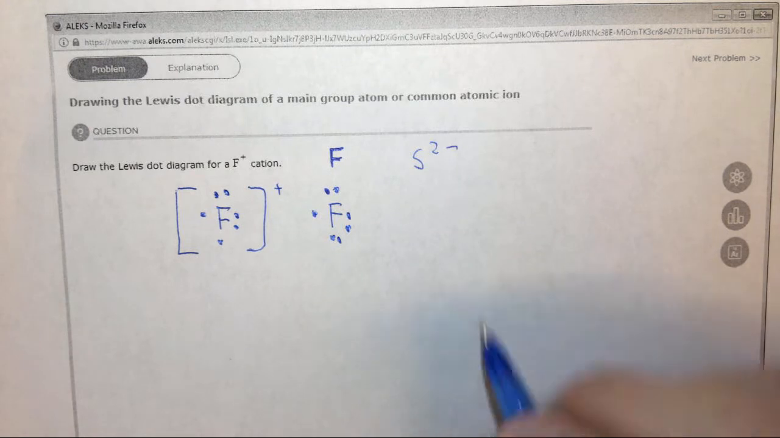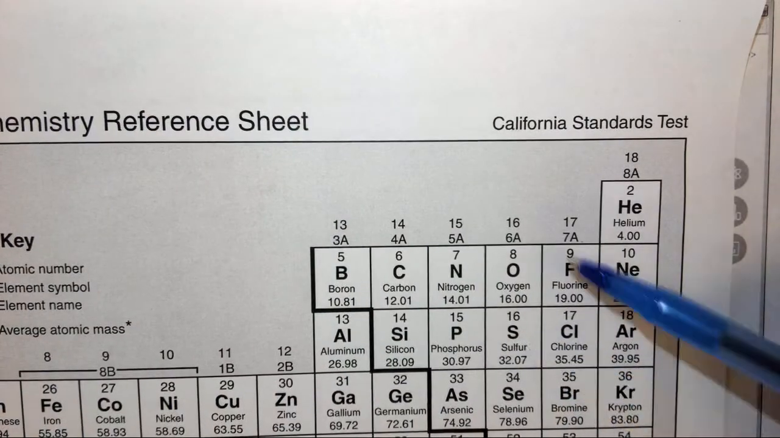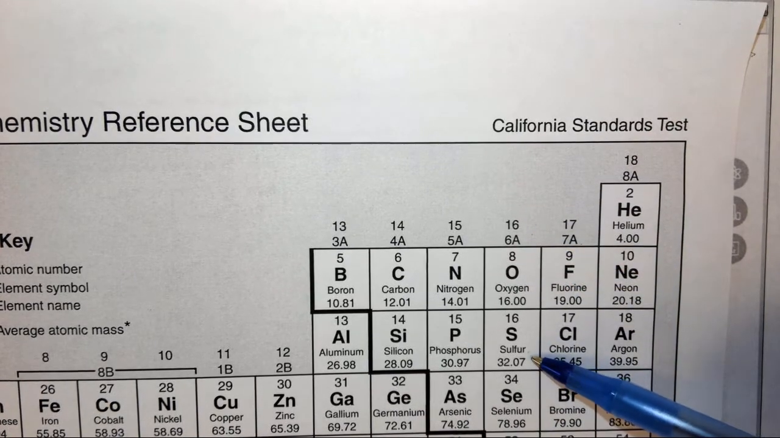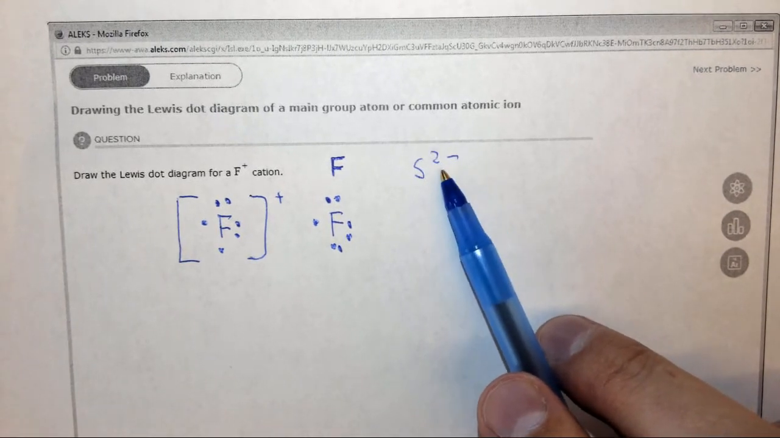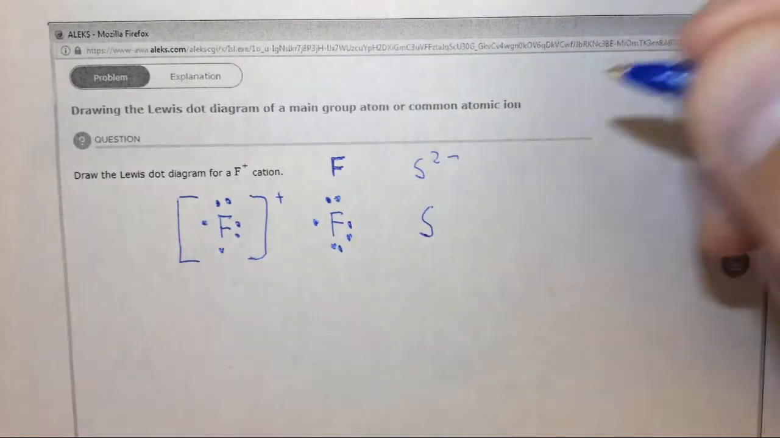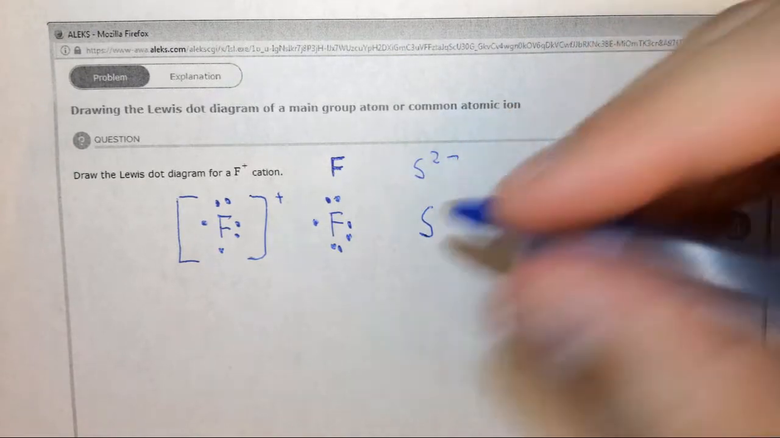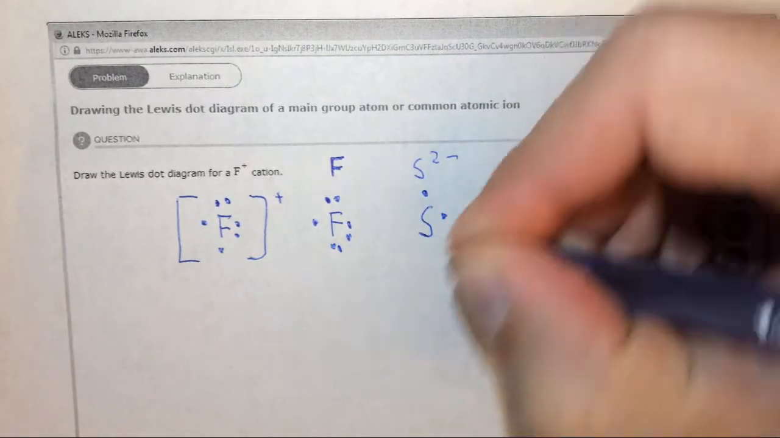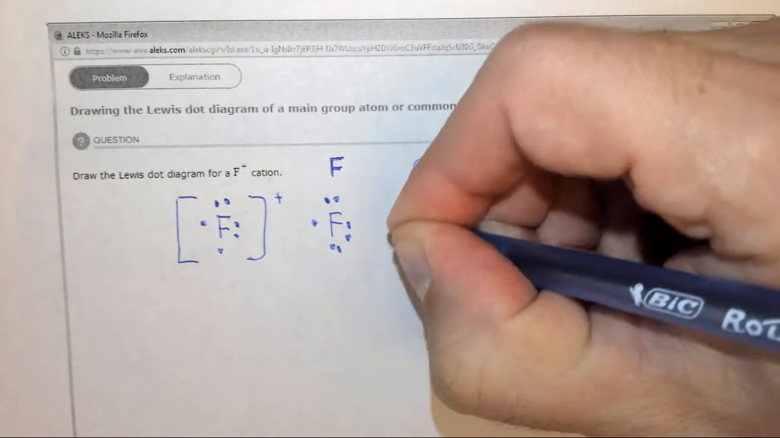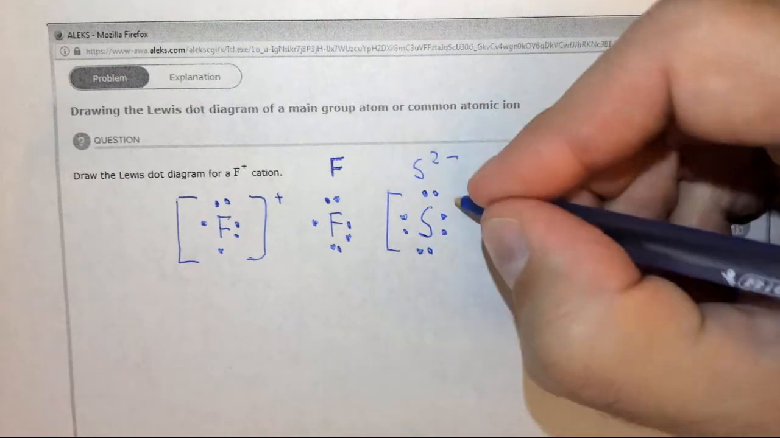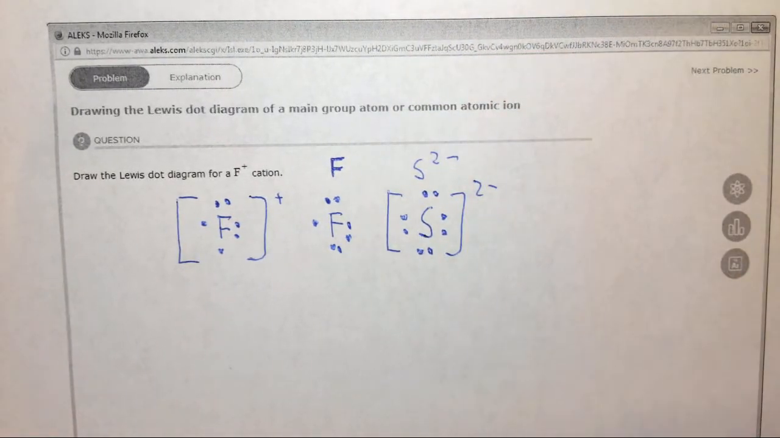For S2 minus, we can do the same thing. If we find sulfur on the periodic table, we find that it's in group 6A, so it has 6 valence electrons. So S2 minus will have 2 extra electrons. So we put S, and instead of 6 dots, we want to put 8 dots. 1, 2, 3, 4, 5, 6, 7, 8. Again, we probably have to put it in brackets and put a 2 minus charge. So this is how you can draw the Lewis dot diagrams for different atoms and ions.